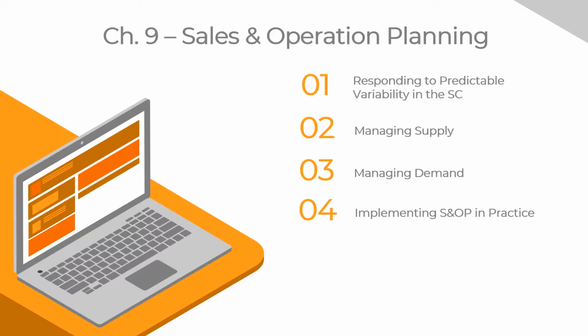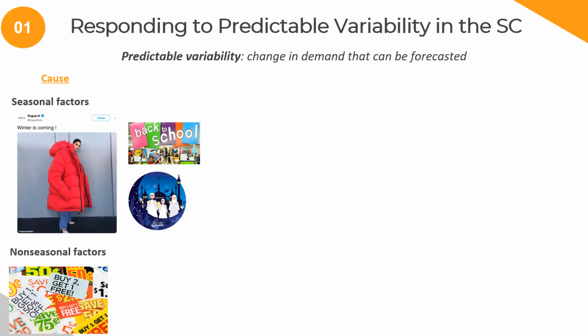Okay, in this chapter 9 about sales and operation planning, these are the 4 contents that we will talk about later. The first one is about responding to predictable variability in the supply chain. By definition, predictable variability is the change in demand that can be forecasted. There are two causes of the predictable variability of demand.